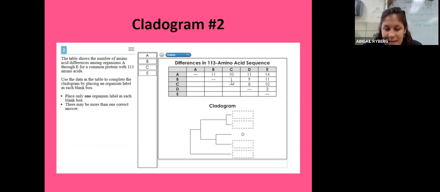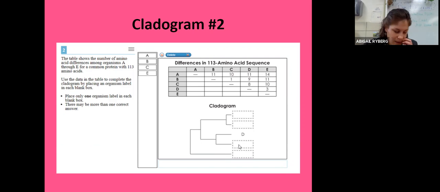So I see that as number 1. So these two organisms, B and C, only had one difference in all 113 amino acids. So that tells me that they're going to be the most closely related. In this case, this is where we see the possibility of 2 correct answers. So these organisms are going to be B and C, but it doesn't matter where you place each. So B could be on top and C on bottom, or vice versa. So all we care about is that these organisms will definitely be letter B and letter C.